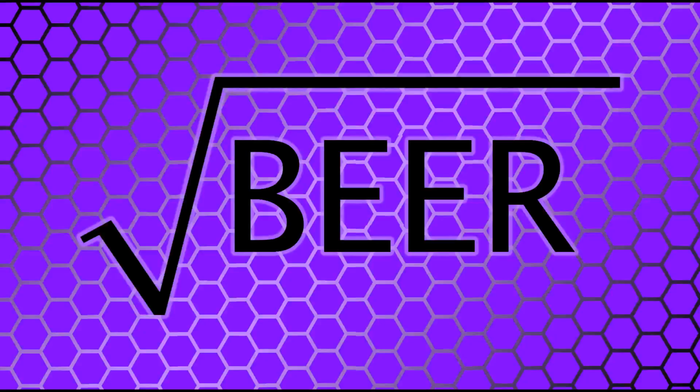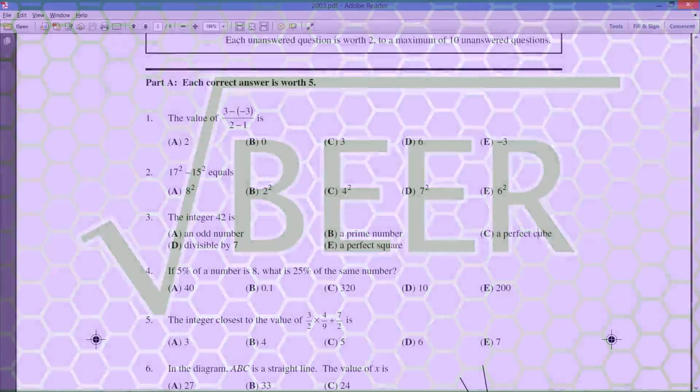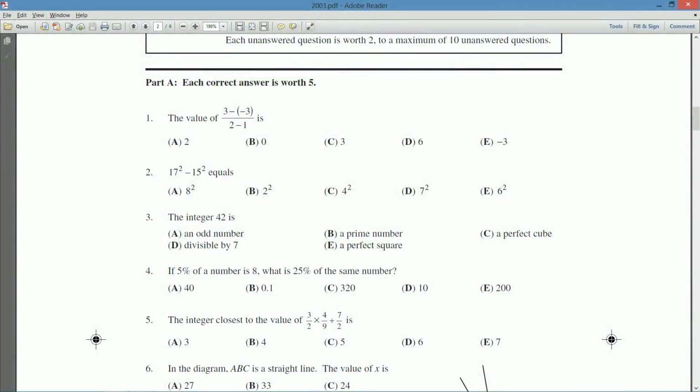Hello, hello, hello, everybody, and welcome back to more of the 2003 Grade 10 Cayley paper. We're looking at question number 2.